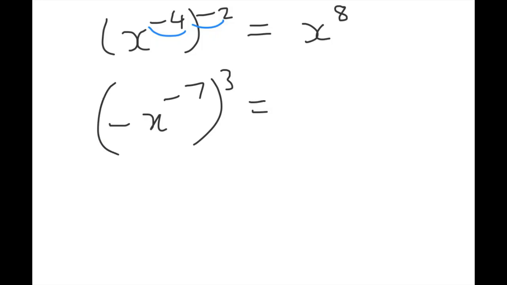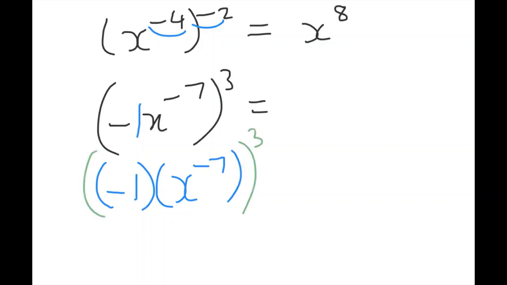So what we're going to do here, let me just think. We're going to multiply. The first thing we're going to do is just look at the sign over here. That's a minus. And you remember if there's nothing in front, it's actually a 1. So we actually have something like this: minus 1 multiplied by x to the minus 7, and then all of that to the power 3.